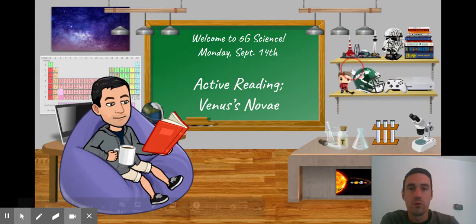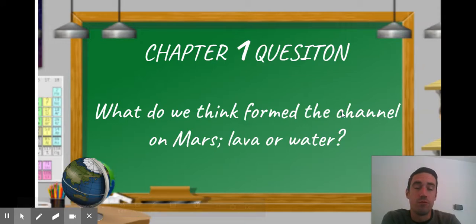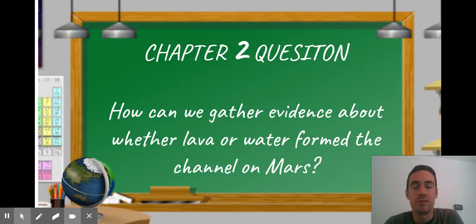Now, our chapter 1 question, you might remember, was what do we think formed the channel on Mars, lava or water? Last week, at the end of the week, you made a prediction of what you think it could have been formed by, lava or water. You might have even said you were unsure, which at this point is perfectly okay because we need some more evidence. So our chapter 2 question is going to be, how can we gather evidence about whether lava or water formed the channel on Mars? So we're going to be looking into how we do that.